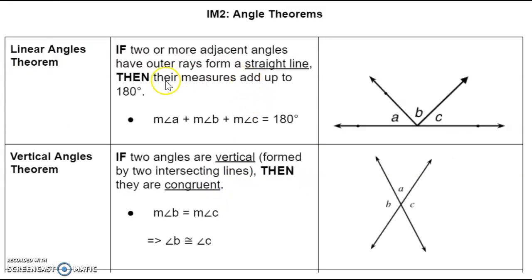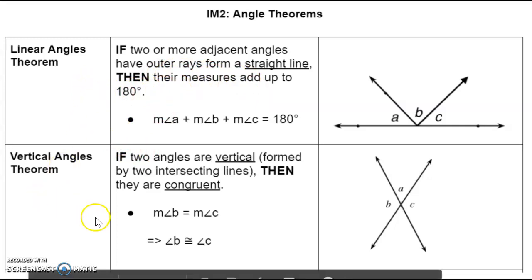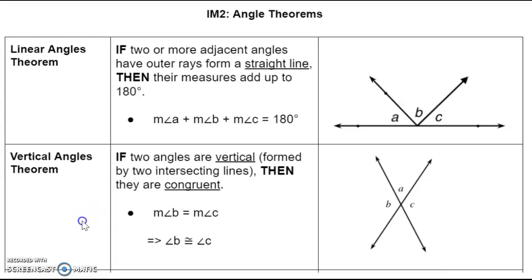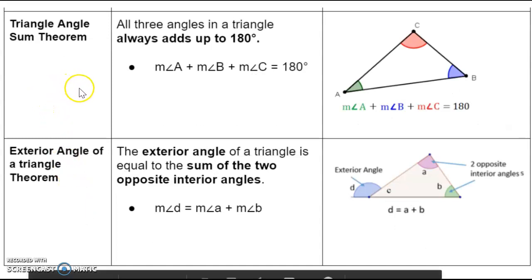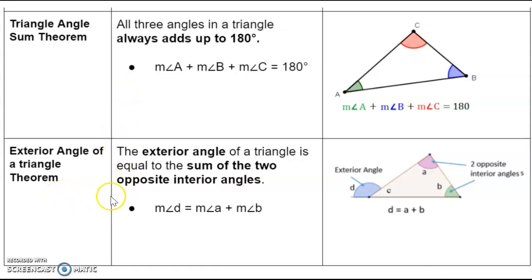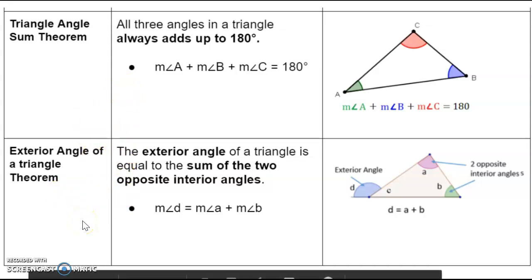Okay, the first 2 are the linear angles theorem and the vertical angles theorem. Please pause the video and copy this down if you have not done so already. And then the next 2 are the triangle angle sum theorem, and then the exterior angle of a triangle theorem. Please copy this down if you have not done so already.